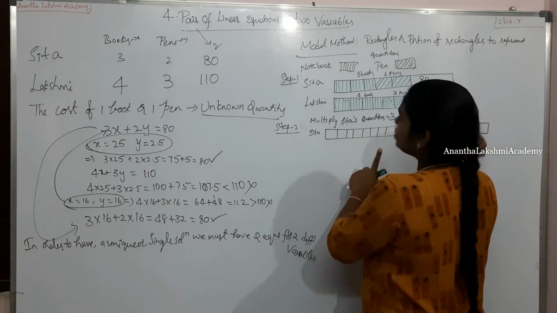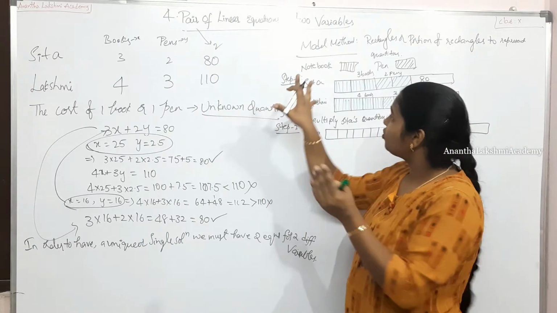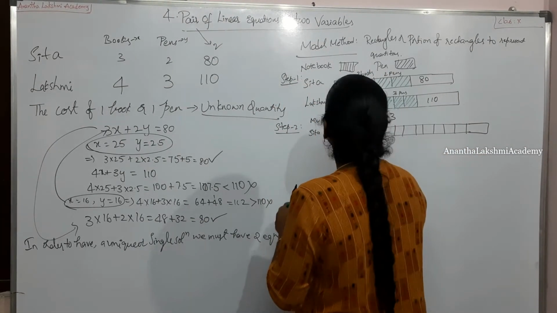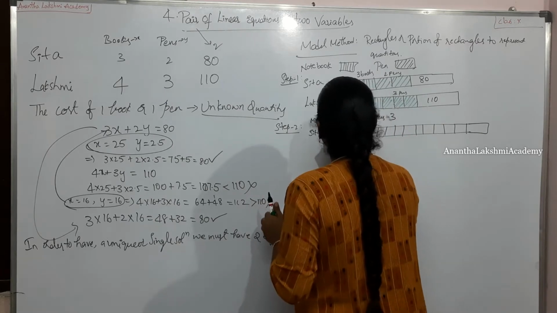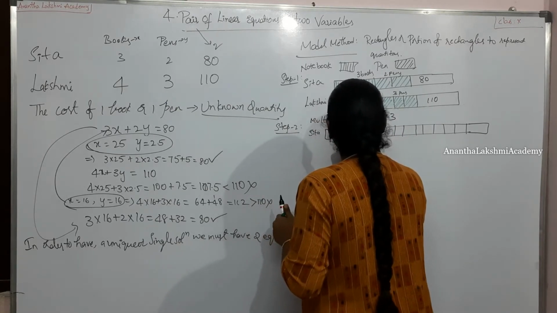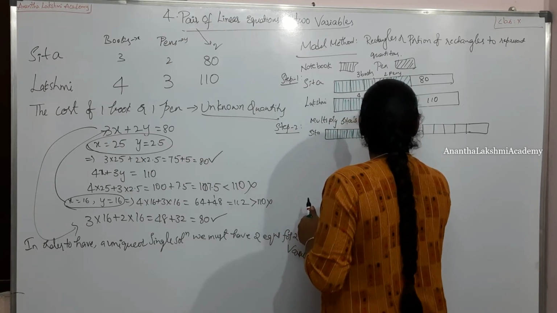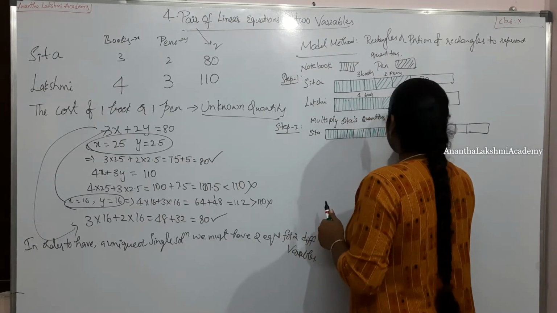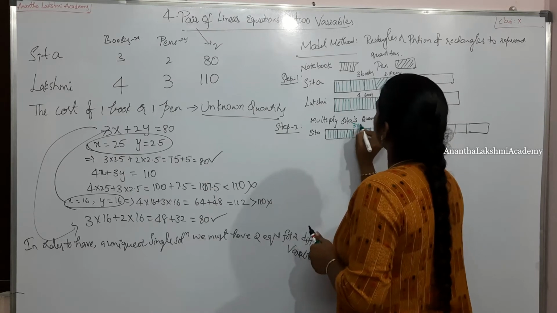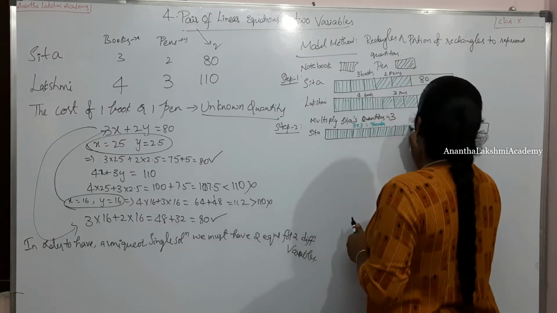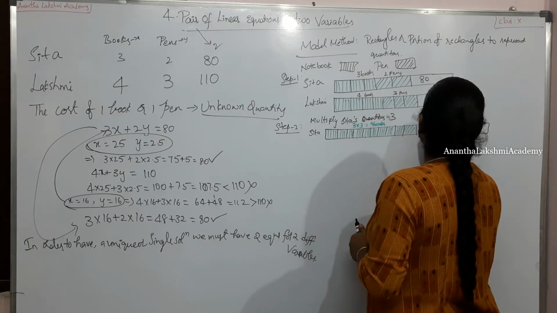And 80 into 3. This is nothing but multiplying the whole set with 3. That becomes how many books? 3 into 3 is 9 books. 3, 4, 5, 6, 7, 8, 9 books we have. 3 into 3, 9 books we have now. And then we have 6 pens.